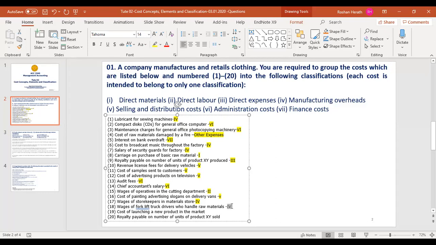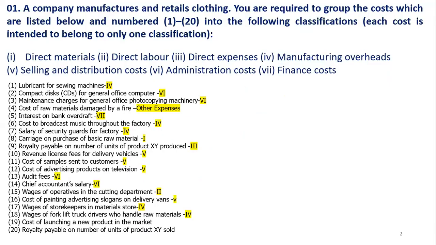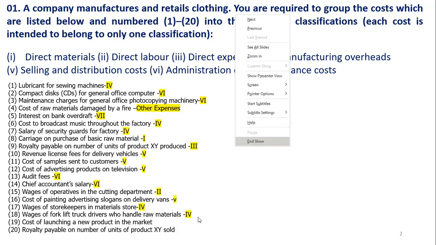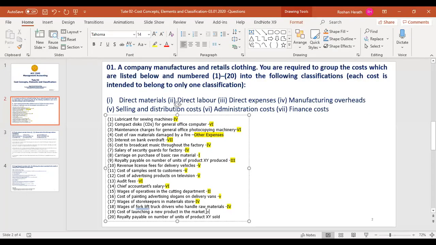Good. Then you have the cost of launching a new product in the market. So what about launching a new product in the market? Yes, again, pretty straightforward. Good. Selling and distribution cost. Almost all of you have taken it correctly. So it's number 5.